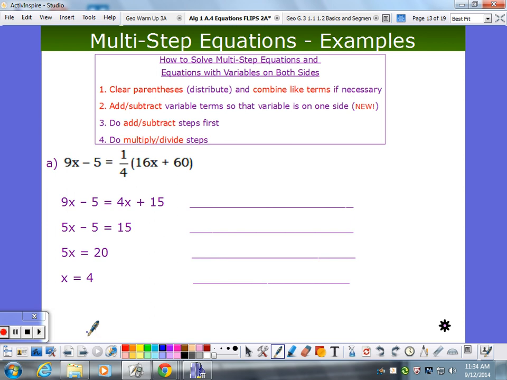Look at this thing. Are you kidding me? Well, what should I do? How do I clear parentheses? You're going to distribute. So 1/4 of 16 is 4x. 1/4 of 60 is 15.